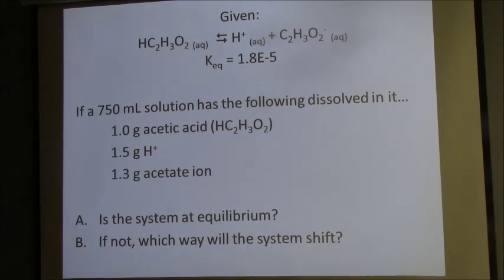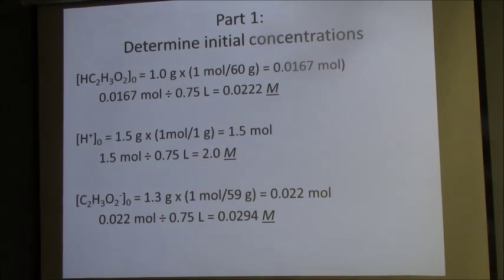So the way we're going to figure out if the system is at equilibrium is to calculate Q and then compare that to my value of K that I was given. And when you compare Q to K, you can see which way the system will shift. Okay, now the problem gave me grams, right? I cannot plug grams into an equilibrium expression. It has to be in molarity.